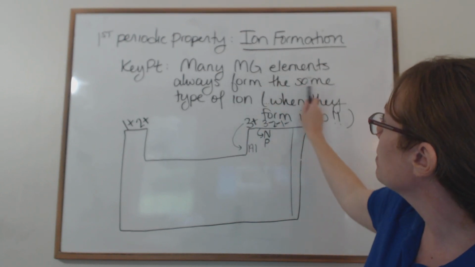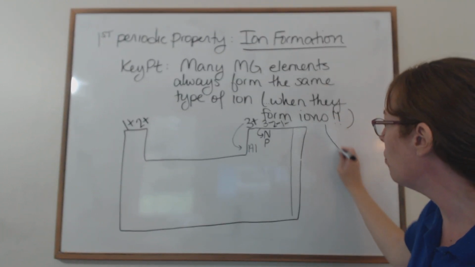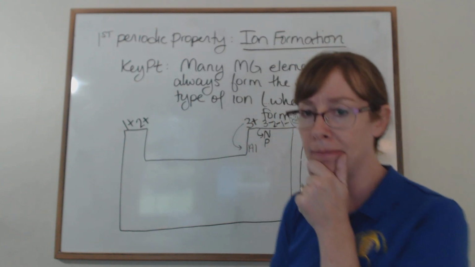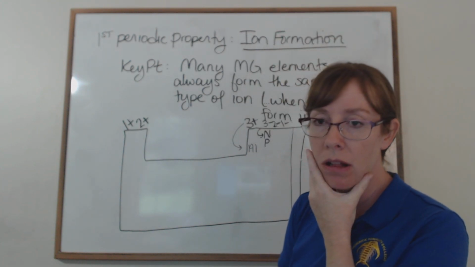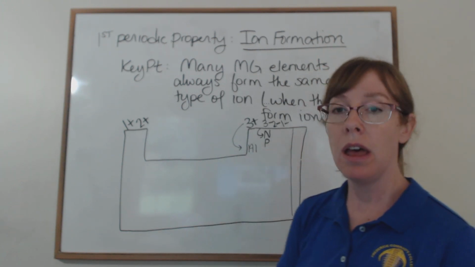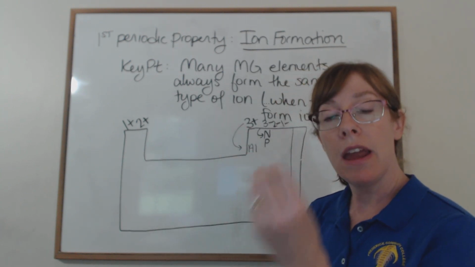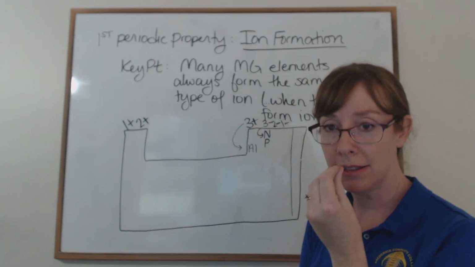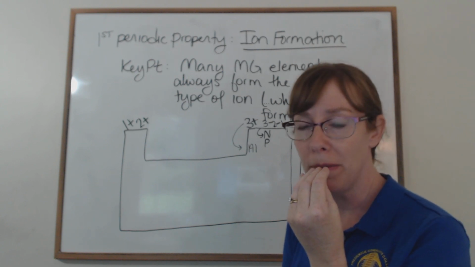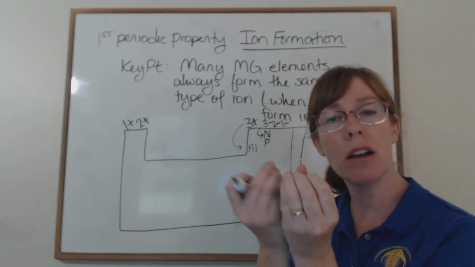Now, here's the deal. Many main group elements always form the same type of ion, but only when they form ions. So how are you supposed to know when they form ions? See, because here's what a lot of students get a little bit messed up on. They will see oxygen in the 2- column, and they'll think, oh, oxygen must be a 2- all the time. But the air that you're breathing, the O2 gas, is not an ion because it doesn't form ions when it's with another oxygen. Remember how I said it was O2?